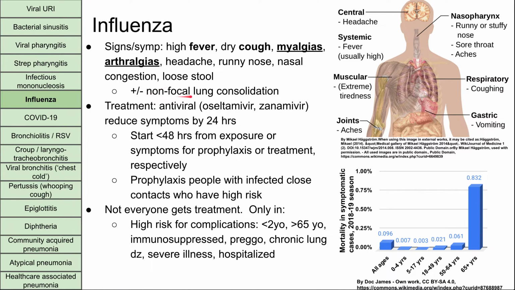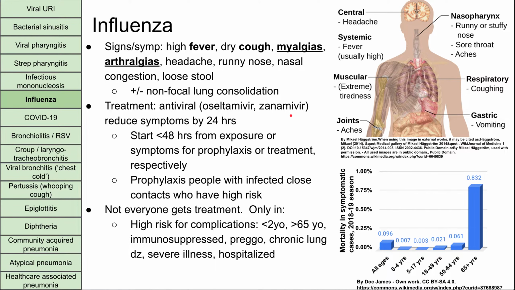You can also get a lung consolidation. It's not necessary. It could be a focal or a non-focal lung consolidation if the flu happens to end up in the lungs. The treatment for flu is usually not much. You can give an antiviral like oseltamivir or zanamivir, and that has been shown to reduce symptoms by about a day or so. But it only works in certain conditions.